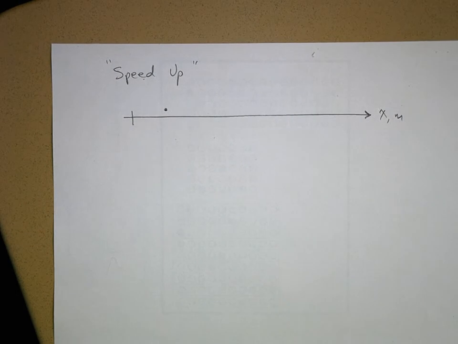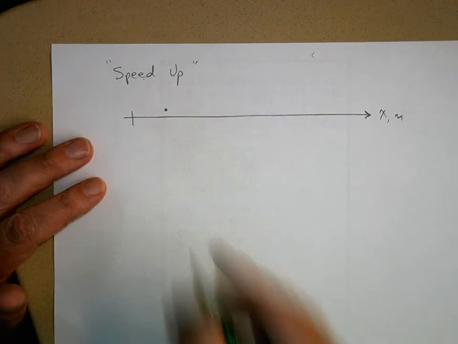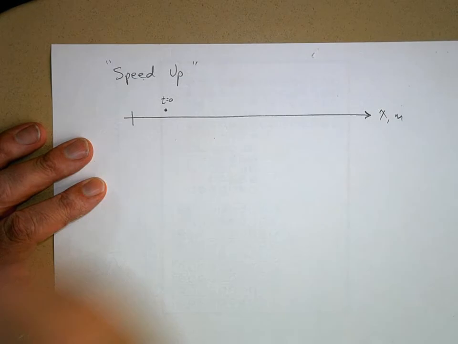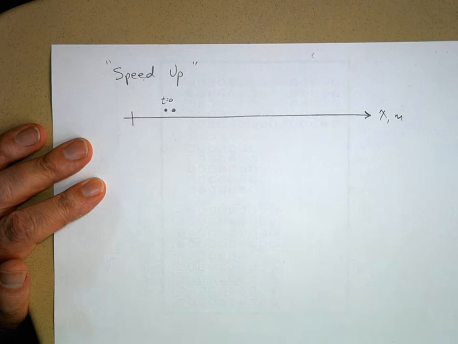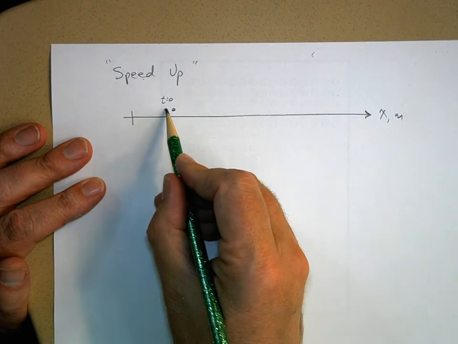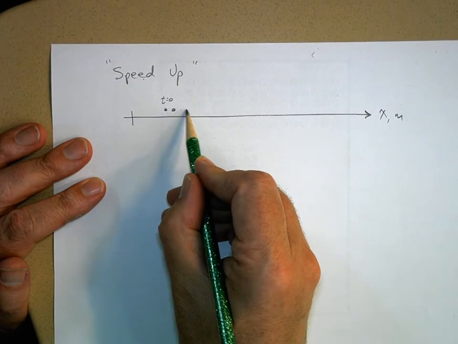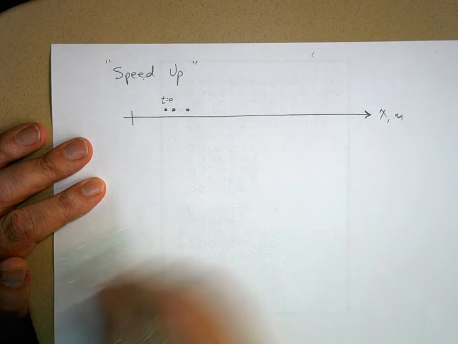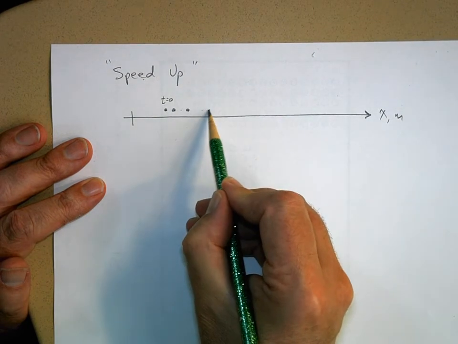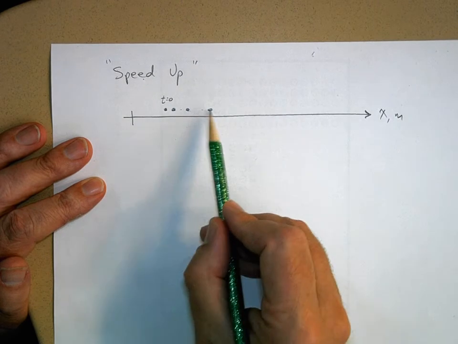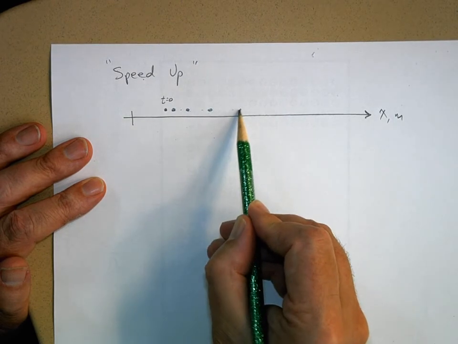But let's suppose I've got a car that is going to start off slow, and it's going to steadily increase its speed. So if this is t equals zero, well, maybe after 1 second, it hasn't moved very far. It's going slow. But then in the next second, it's a little bit farther. And then in the next second, instead of being here, it's going to go like this. So I'm going to increase it by the same amount each time.